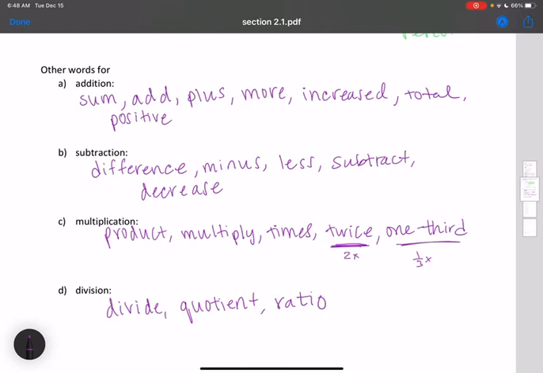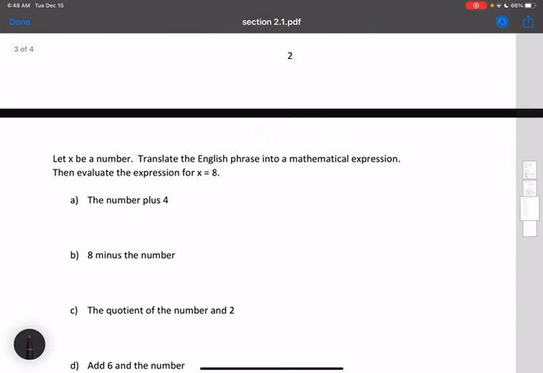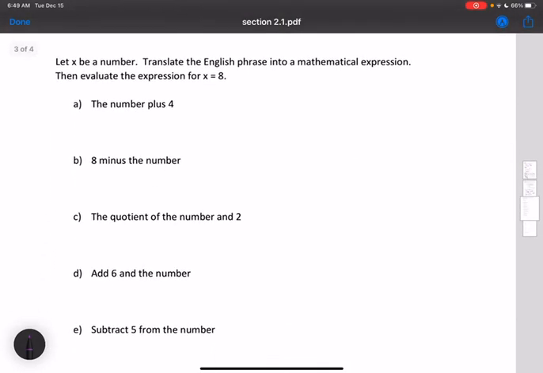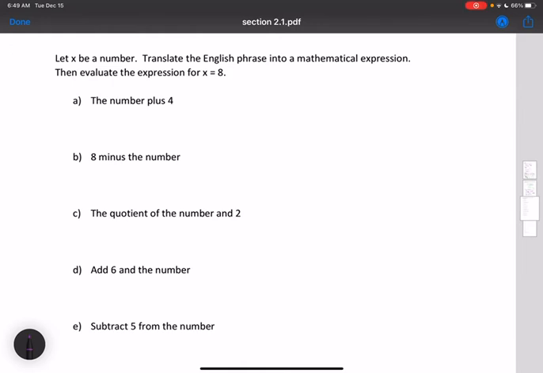And then we have division, which would be divide, quotient, or ratio. So remember that ratio is just a fraction that means divide. All right, so now we're going to use those words to translate these phrases into expressions, and then we're going to evaluate for x equals 8. These are confusing a little bit at first, but we just want to go slow. Okay, so let's take it easy.